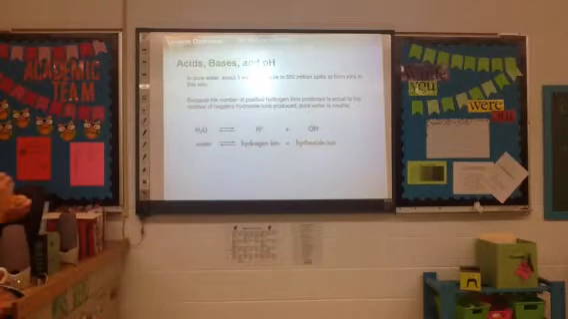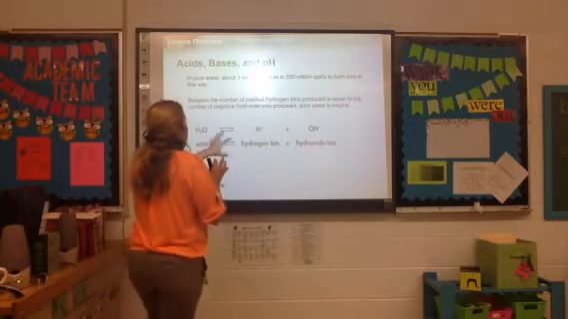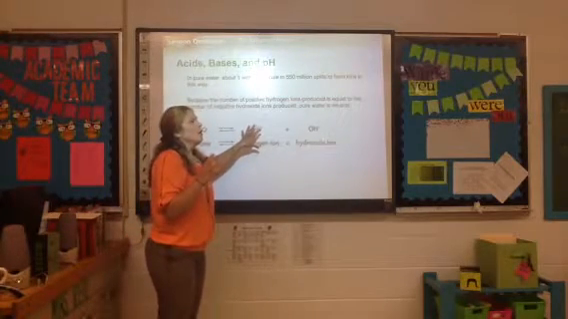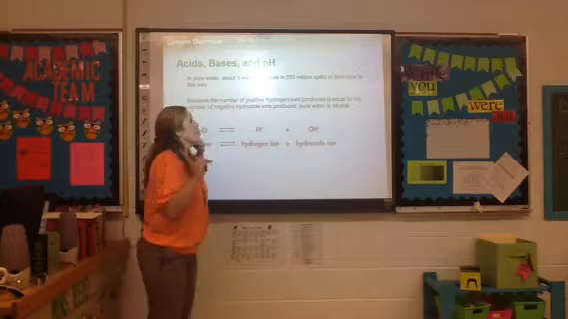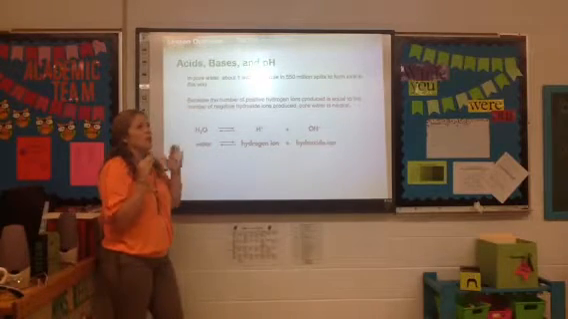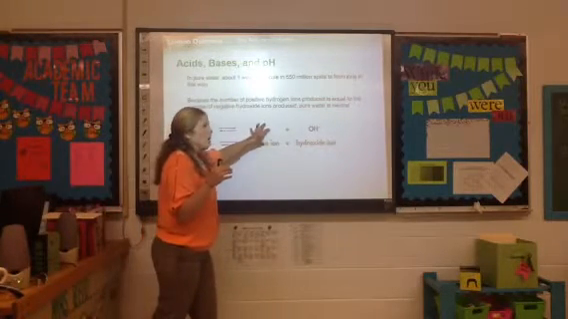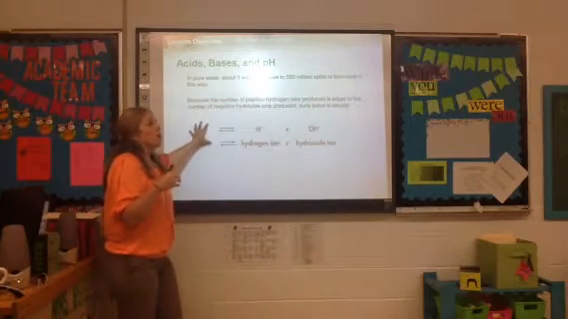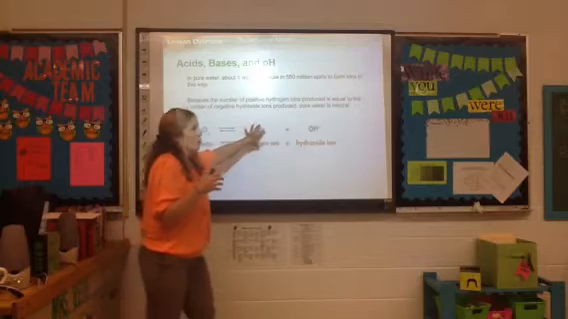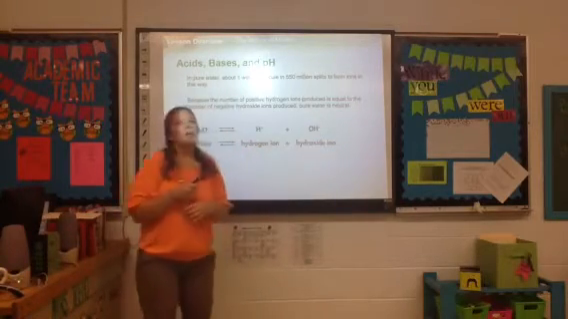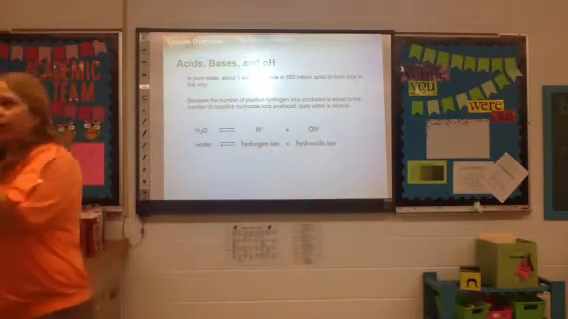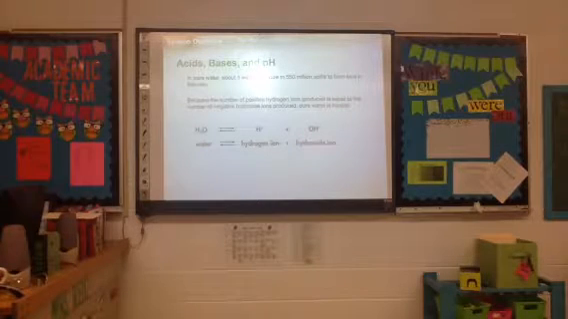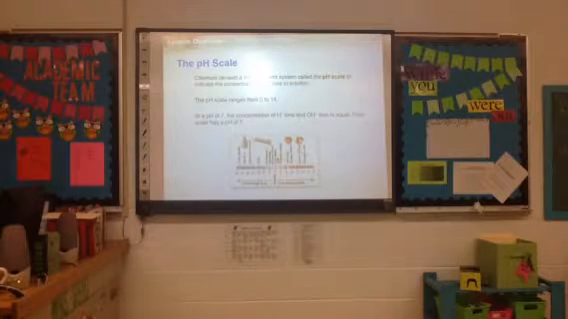But when water splits apart, you would expect these two pieces to be the same amount. So for example, when I have one water molecule that is going to split, I would expect one hydrogen and one hydroxide. When another molecule of water splits apart, I would expect one hydrogen and one hydroxide. That's what I would expect. I've got one molecule, and when it splits into two pieces, I have one of each piece.